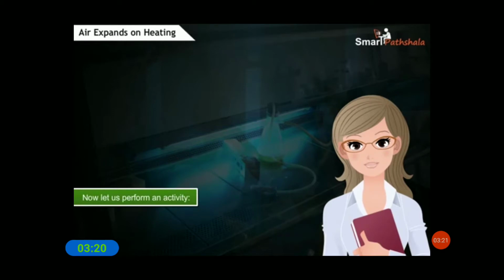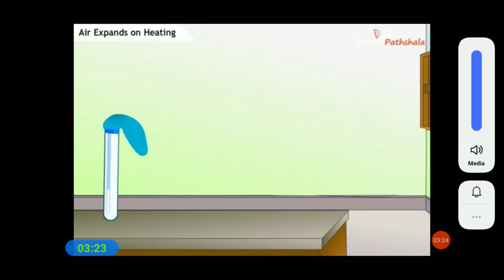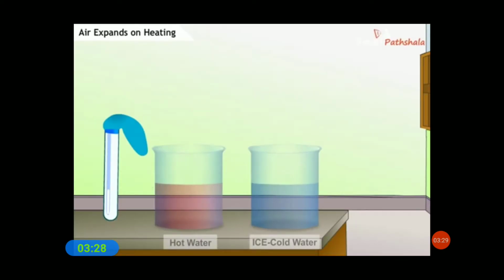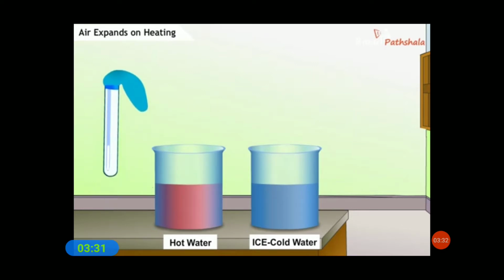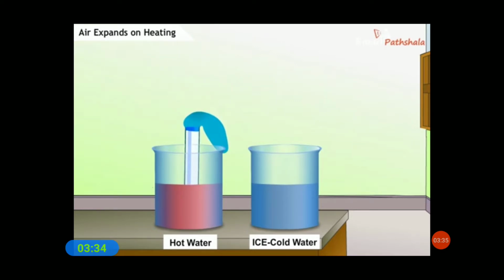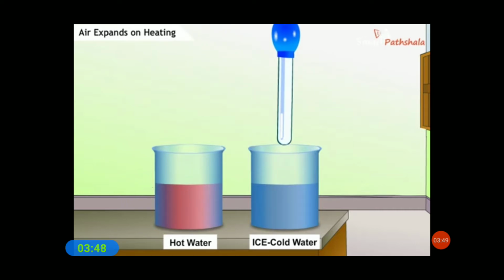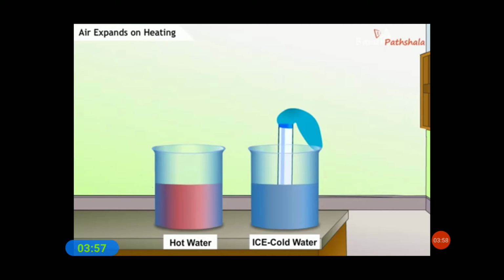Air expands on heating. Now let us perform an activity. Take a boiling tube, stretch a balloon tightly over the neck of the tube and make it tight using tape. Pour some hot water in a beaker. Insert the boiling tube with the balloon in the hot water so that the free end is inside the beaker. Observe for 2 to 3 minutes for any change in shape of the balloon. Take the tube out and let it cool down to room temperature. Take some ice cold water in another beaker and place the tube with the balloon in cold water for 2 to 3 minutes. Observe the change in the shape of the balloon.